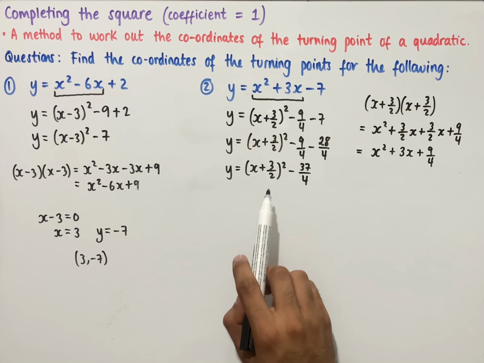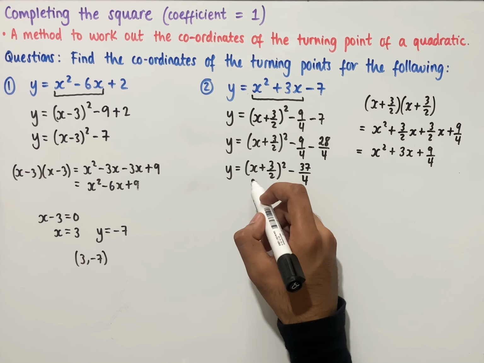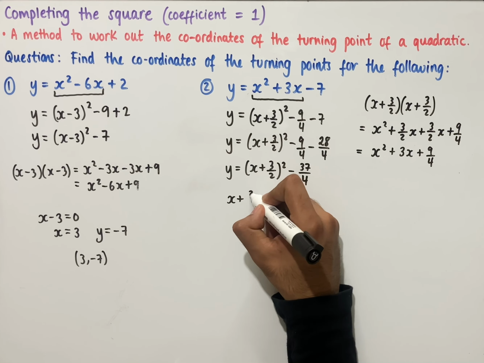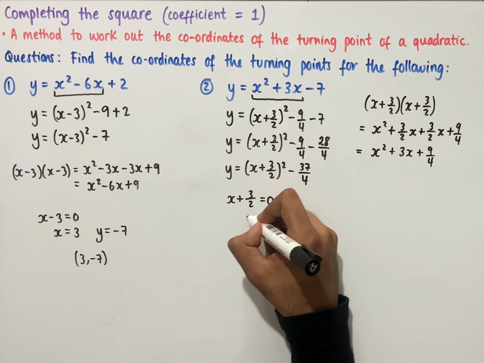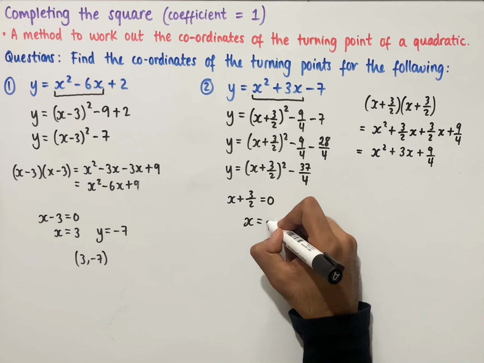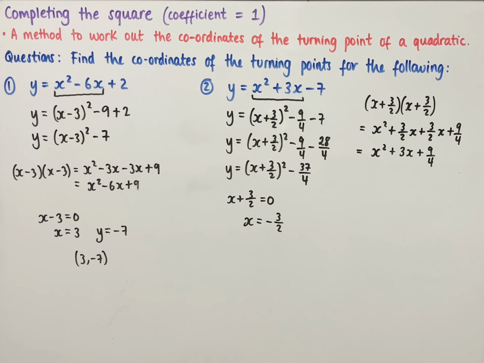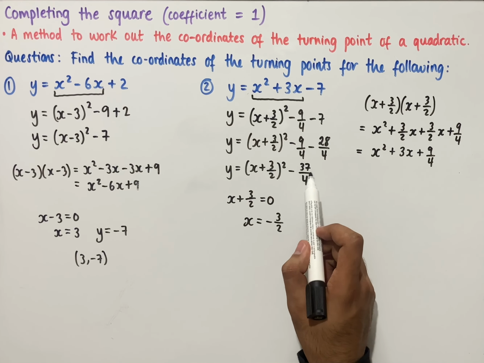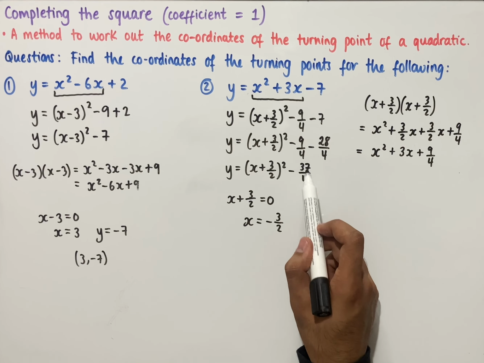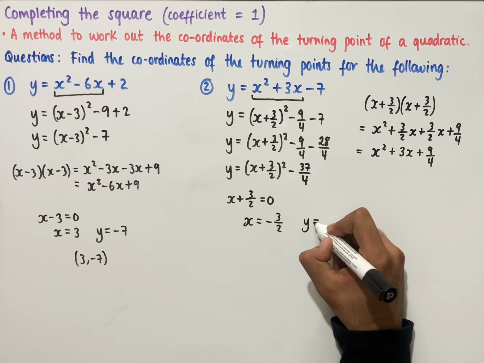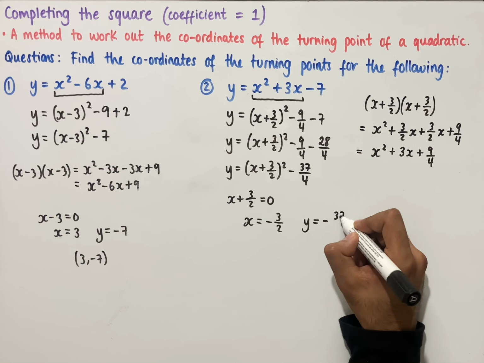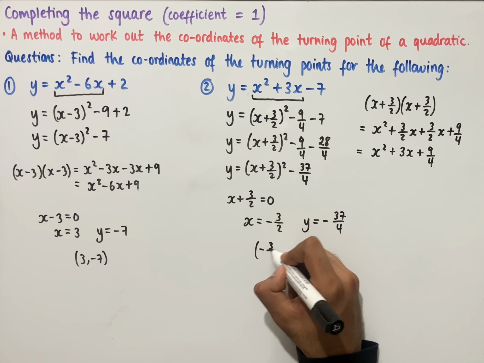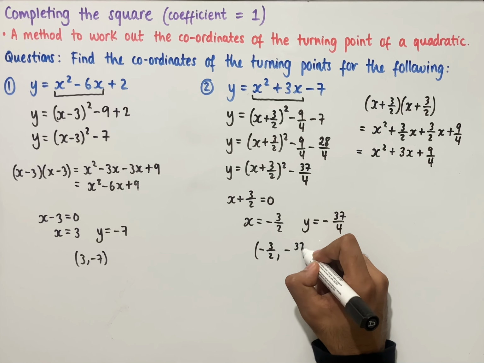And so finally, to work out the coordinates of the turning point, again, to work out the x coordinate, we make the bracket equal to 0. So we have x plus 3 over 2 equals 0. And then solving for x, we get x equals minus 3 over 2. And then to work out the y coordinate, we can either substitute this x into the quadratic here, or we can just look at the number on the outside, which is minus 37 over 4. So the y coordinate of the turning point is minus 37 over 4. And so finally, as coordinates, we have minus 3 over 2 and minus 37 over 4.